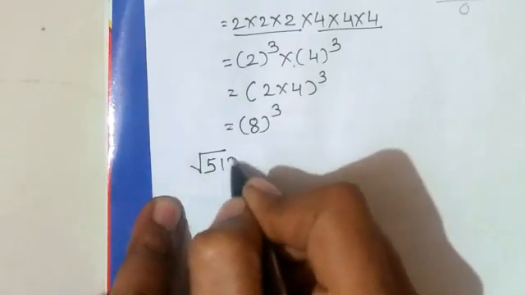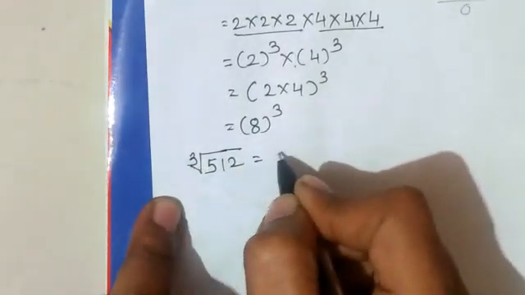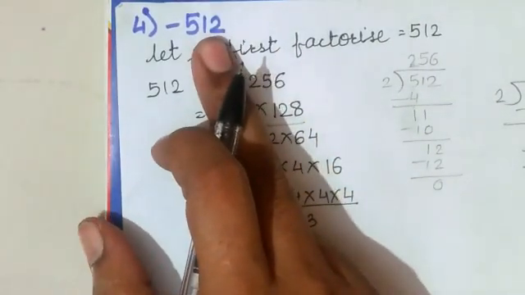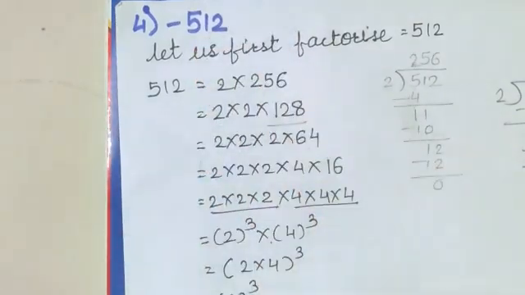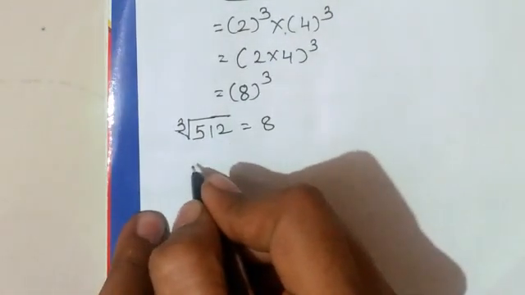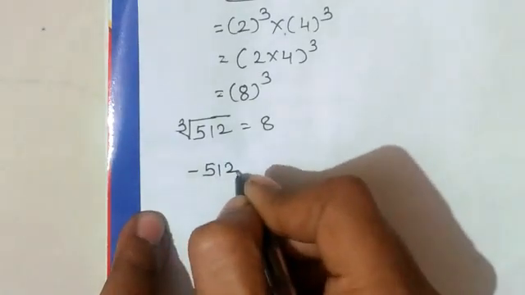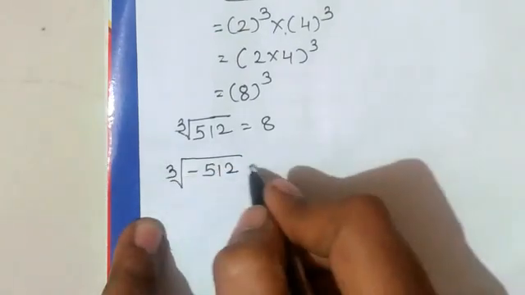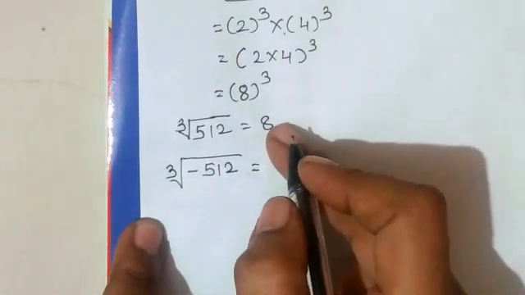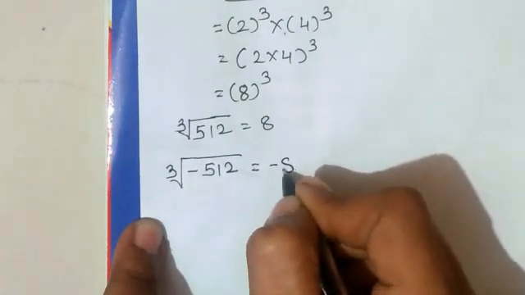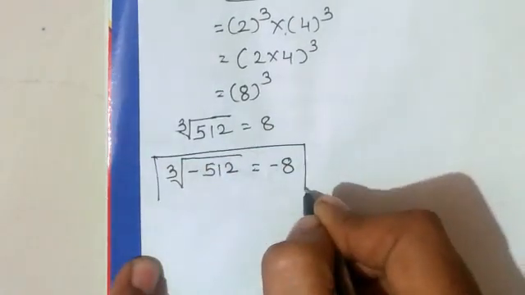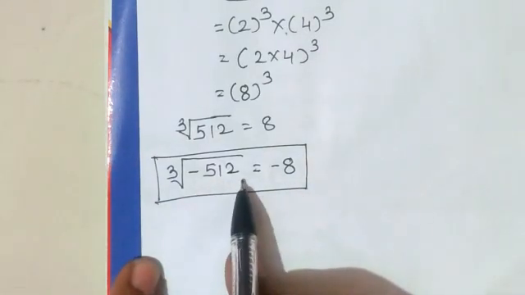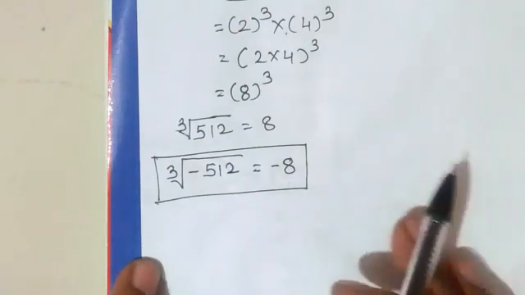Now the cube root of 512 is 8. But students, we want the cube root of negative 512. So what we are going to do? We are going to place the negative symbol to 512 here, with the symbol of cube root. Then we have to put the negative symbol to the answer also. It means negative 8. So this is our actual answer. That is, the cube root of negative 512 is negative 8.